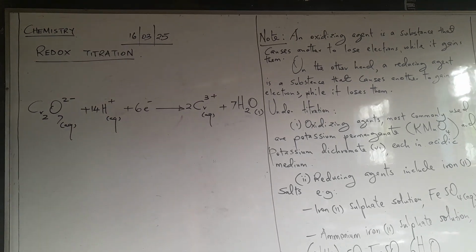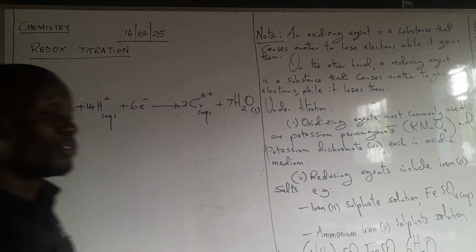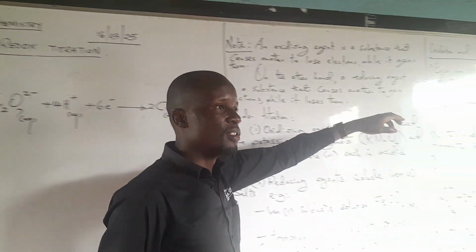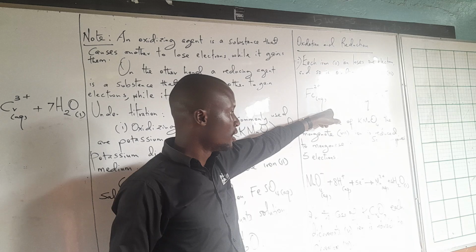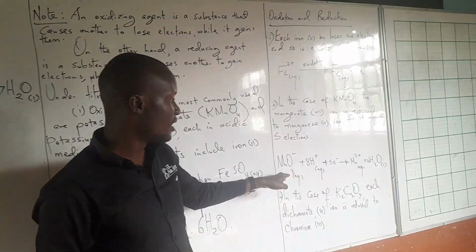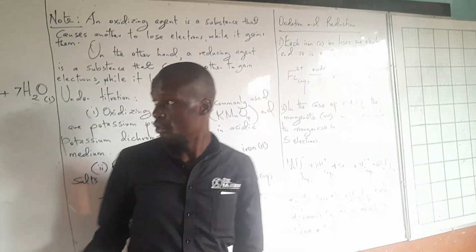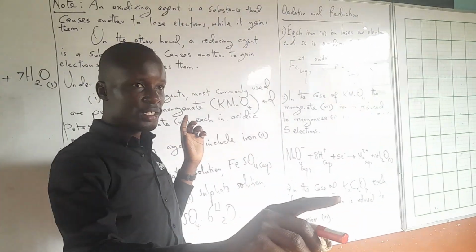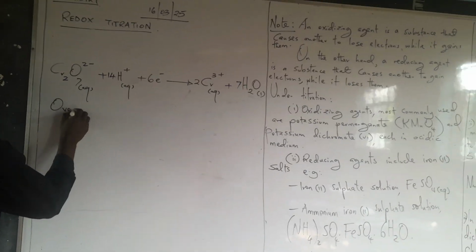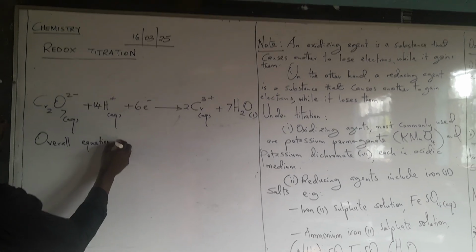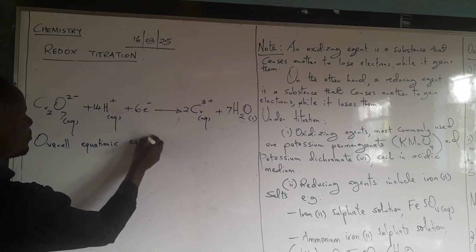Now, there is something I want to tell you. If a reaction is taking place between an iron 2 salt and an oxidizing agent, either permanganate ion or dichromate 6 ion, how are you supposed to write an overall equation? Overall ionic equations.